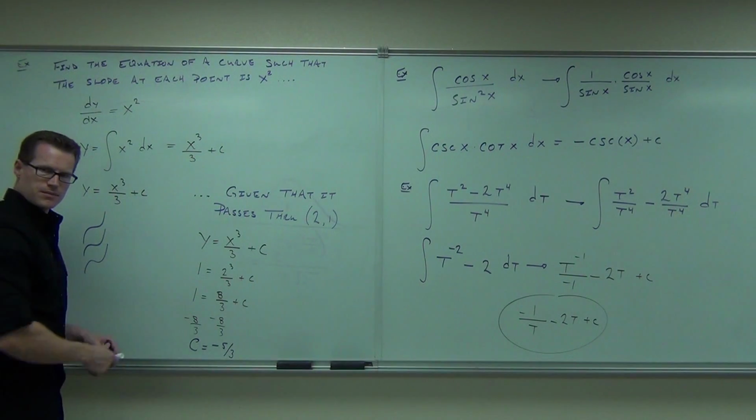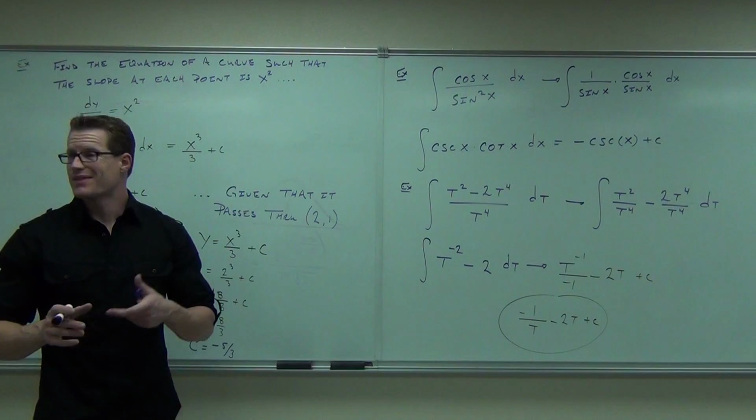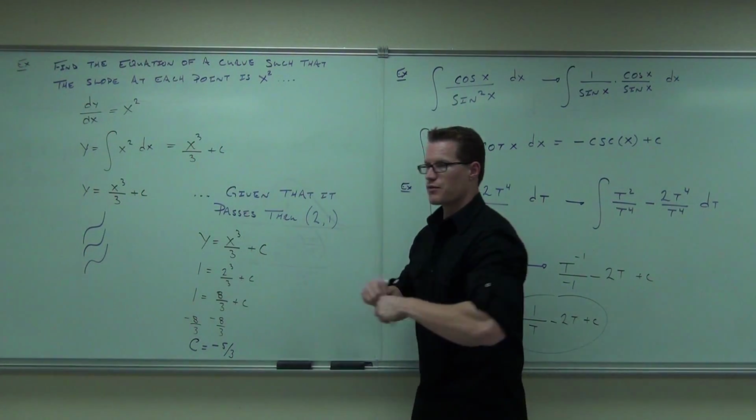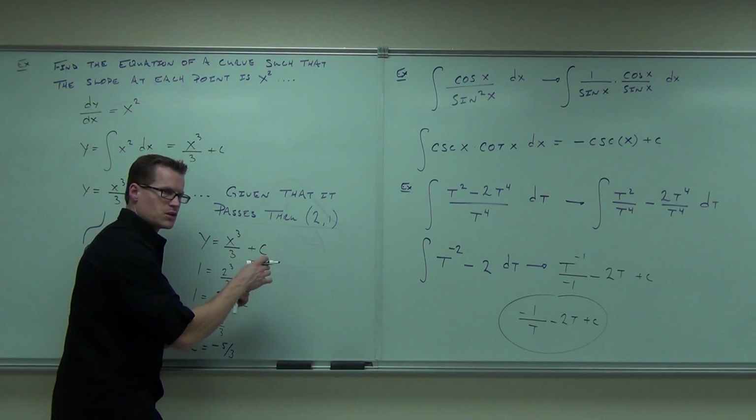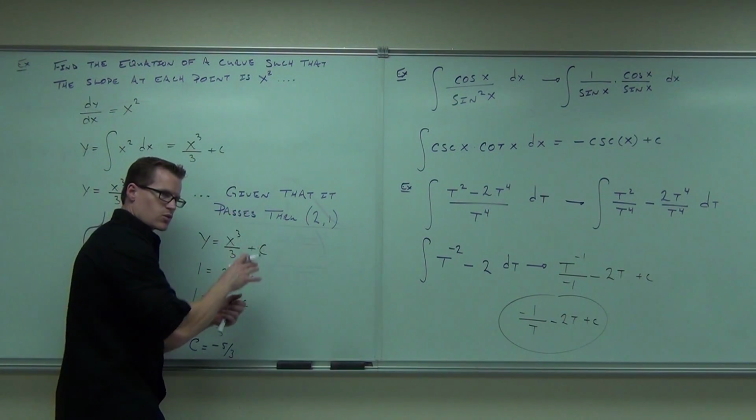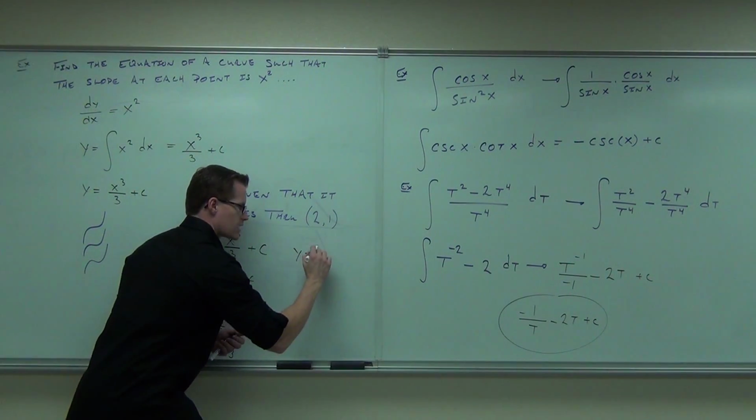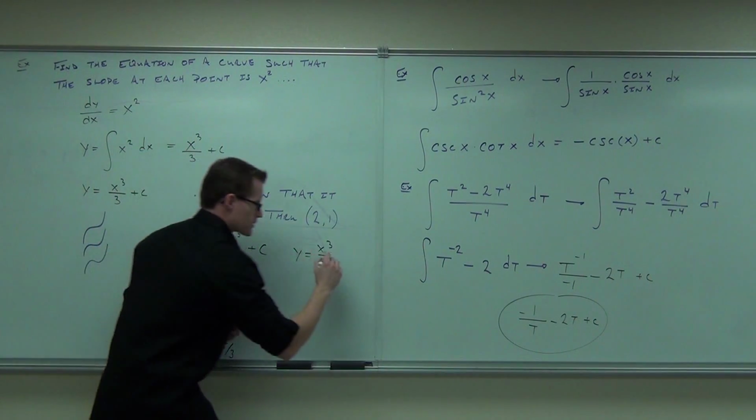Can you see that down there? How do I finish up the problem? Well, it's not that hard. You now know what c is, right? Here we were stuck without a c, so if I want to finish this off, I go back up to here. I know the equation, so that when I take the derivative of it, it gives me x squared, and it goes through this point, it's y equals x cubed over 3, and then what? That's right.